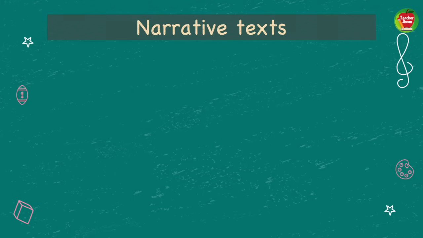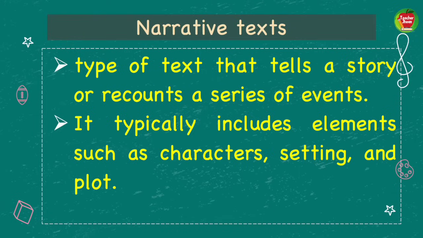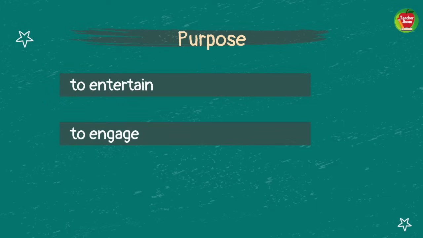Now, what we read or what you have listened to is about narrative text. It's an example of a narrative text. It is a type of text that tells a story or recounts a series of events. It typically includes elements such as characters, setting, and plot. The purpose of narrative text is to entertain and to engage.